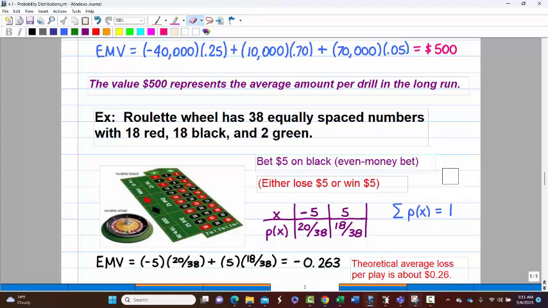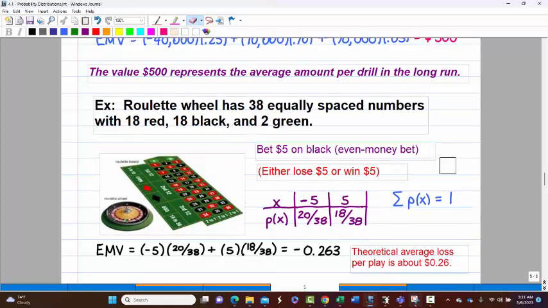Now, you don't have to have knowledge of gambling here, but we're going to walk up and bet $5 on black. It's called an even money bet, because you're either going to lose $5 or win $5. If you have a $5 chip out there, they add another $5 chip. That doesn't mean you won $10. It means there's $10 in front of you, but you only gained $5.